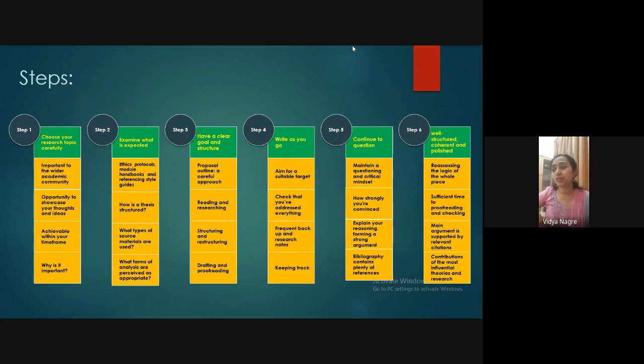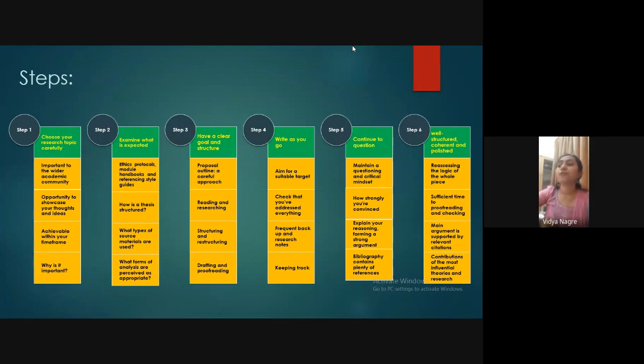Explain your reasoning, forming strong arguments. Your arguments have to be very strong, very convincing. Don't forget to give a bibliography under which you cite all the references, the sources you have taken.